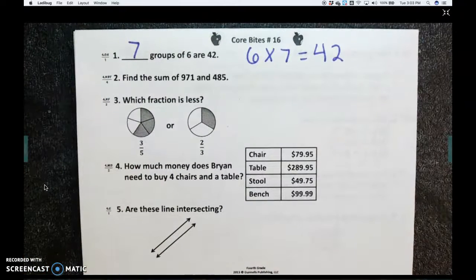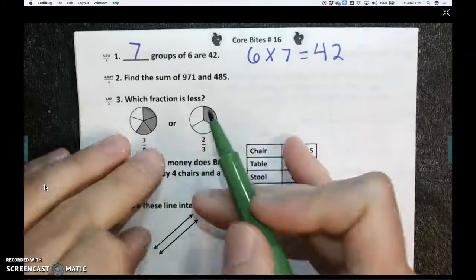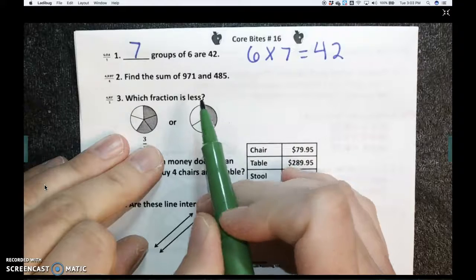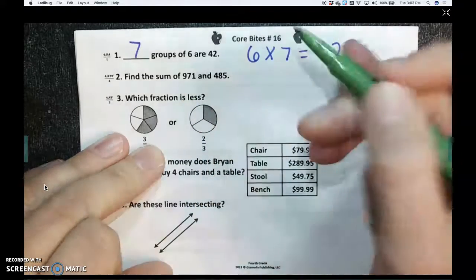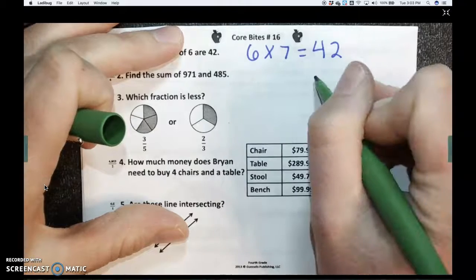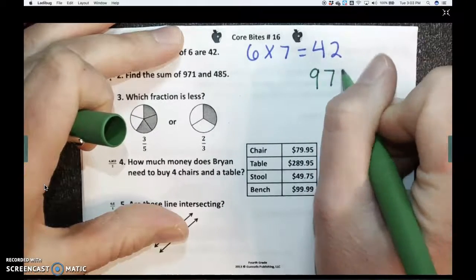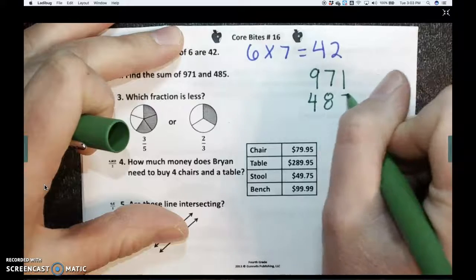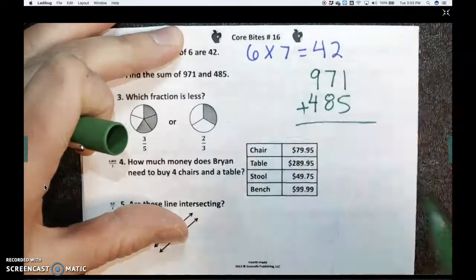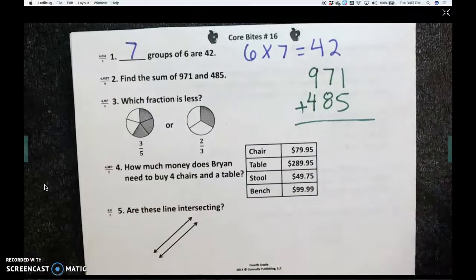For the next one, we're going to find the sum. So we're going to write the number and then we're going to solve it. Okay. So we're going to add them together. So we have 971 and we have 485. Okay. So over here, if we write 971 and then 485, if we add them together, we'll get the sum.